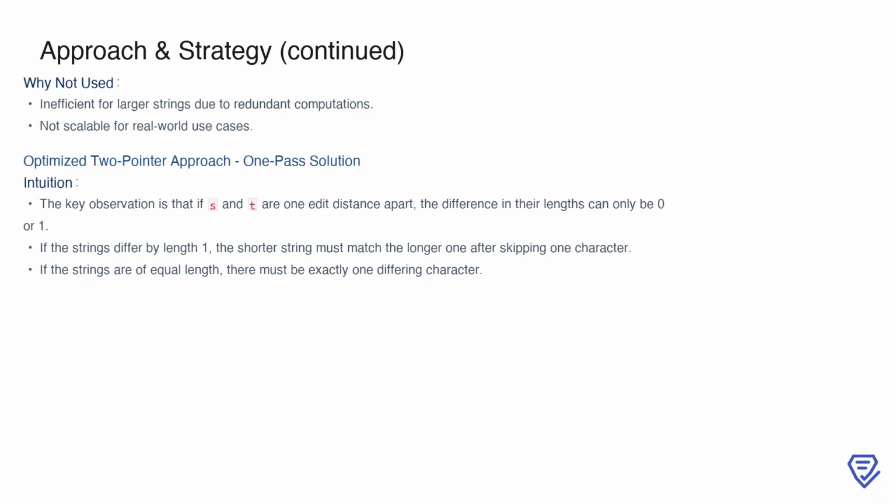On the other hand, if the strings are of equal length, there should be exactly one differing character. These constraints allow us to focus on a much smaller set of possibilities compared to the brute force method, making the two-pointer approach inherently more efficient.